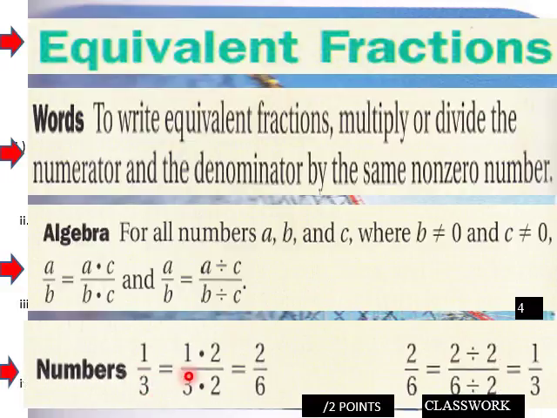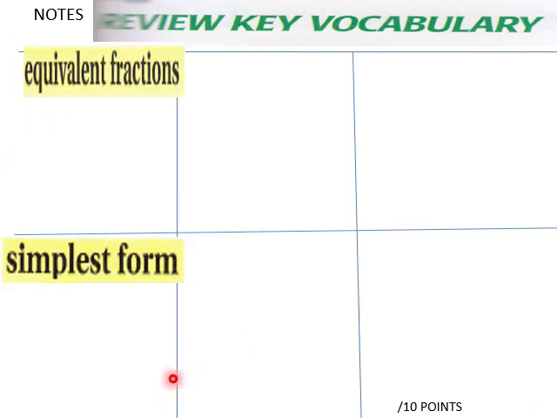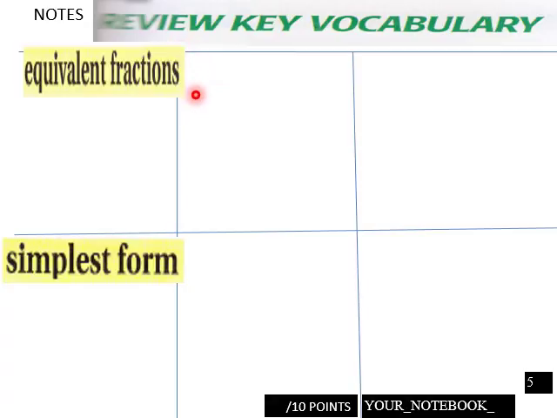Here is an example. We multiply both numerator and denominator by 2. We get 2 over 6, which is still equal to 1 over 3. And then if we divide, we can go right back to where we started, because division is the inverse of multiplication. So students, in your own words, define equivalent fractions and define simplest form as well. This is your notebook, page 3, 10 points.